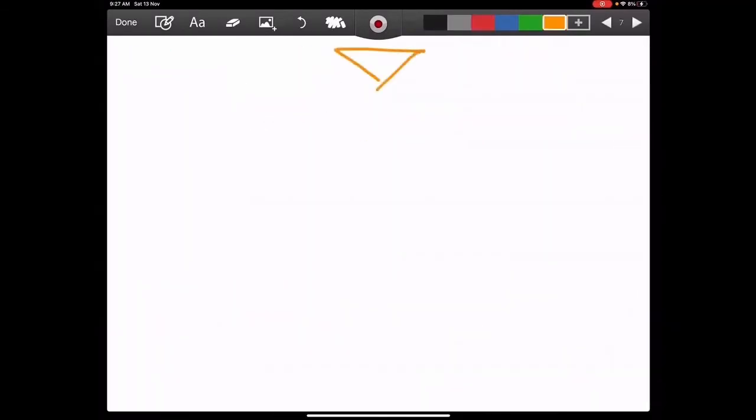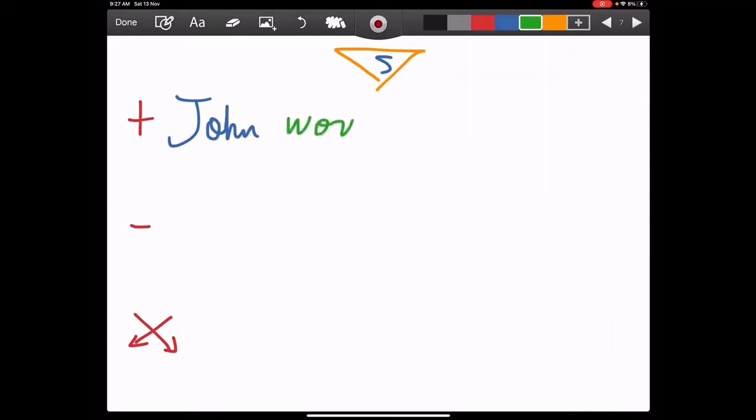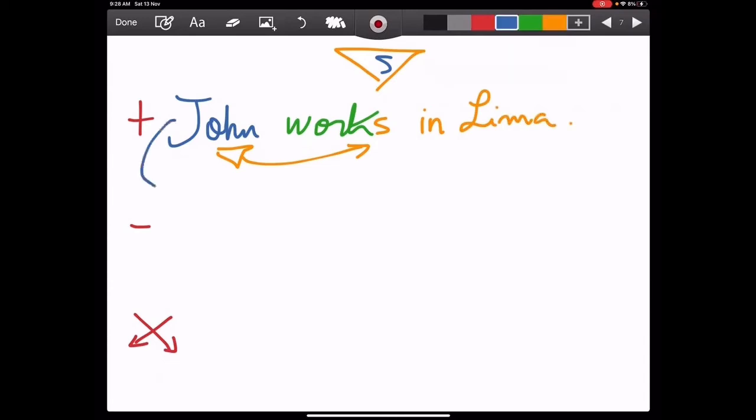What happens if we talk about subjects of the triangle? For example, he, she, or it. Again, 3 forms, positive, negative, and interrogative. The subject, for example, a man, John. I can say that John works in Lima. I need to make the emphasis that John is singular and the verb will have the addition of letter S. John works in Lima.